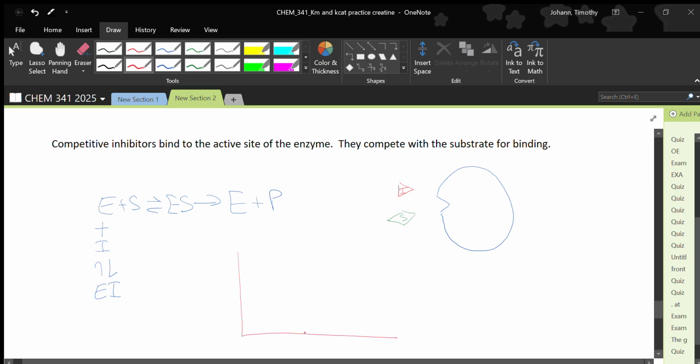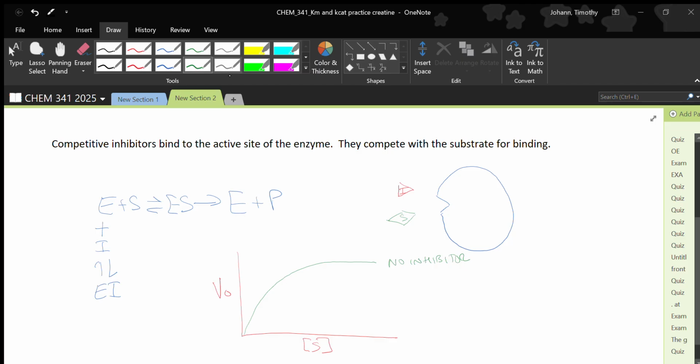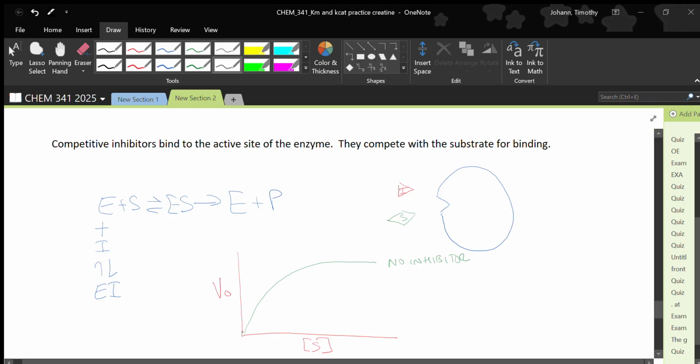So I've got a graph here where I've got my substrate and my initial rate of reaction, and let's say this is my no inhibitor graph. What would happen with my inhibitor graph is if I've got some inhibitor around, it's going to be slower getting to that max rate, but I can still get the max rate if I add enough substrate.